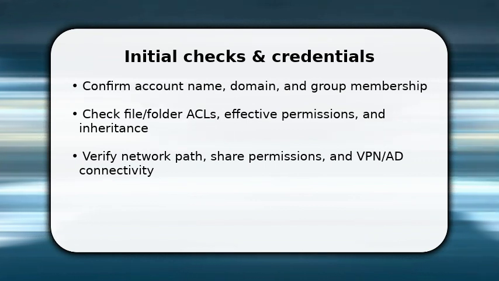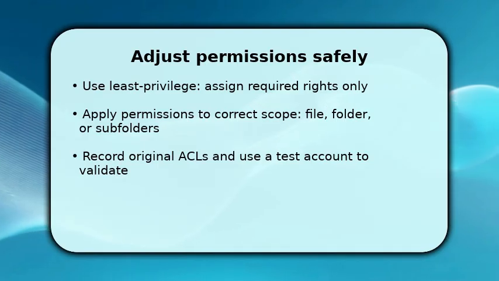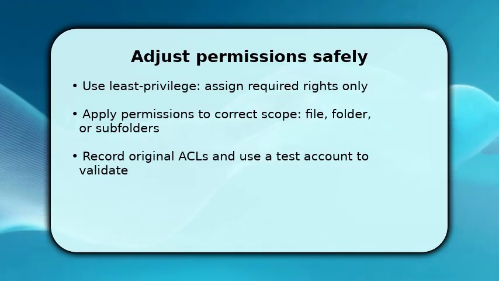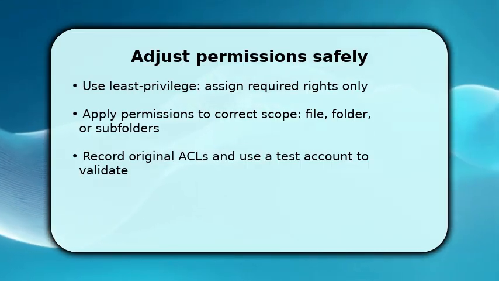Once you know the problem account and the current ACLs, modify permissions with care. Add the minimal required access rather than full control. Apply changes to the correct scope. Sometimes a parent folder has blocking inheritance, so target either the child or flip inheritance intentionally.